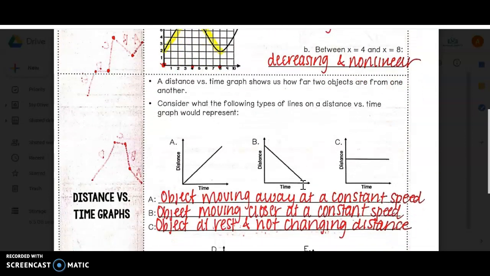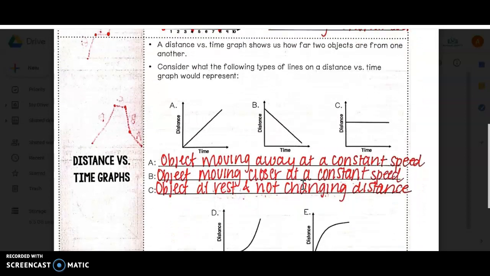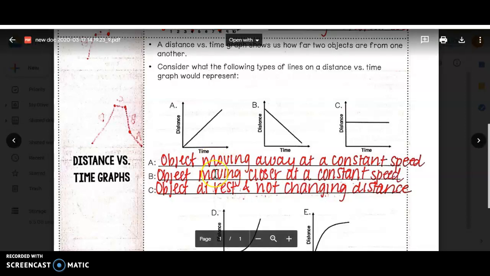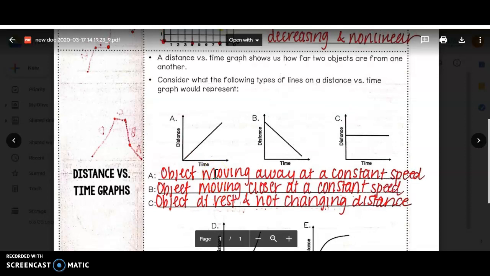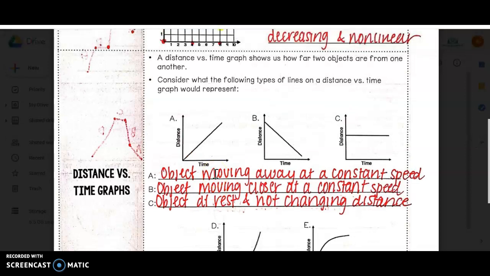Okay, another example of something like this would be a distance versus time graph. This is actually something you'll learn about in 8th grade science as well. So a distance versus time graph shows us how far two objects are from one another. So consider what the following types of lines on a distance versus time graph would represent. So I'm going to look at each one.